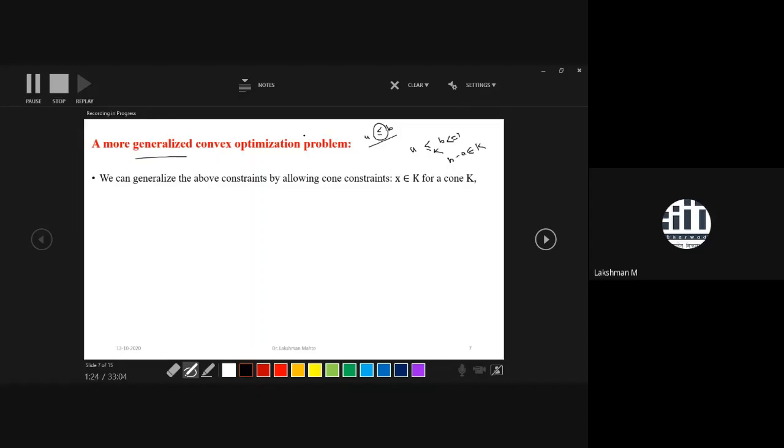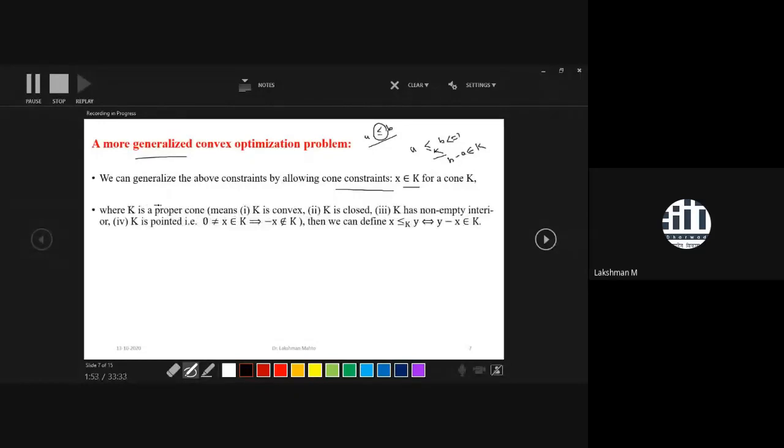So we will change the inequality in the convex optimization problem by this generalized inequality with respect to a proper cone K. We generalize the above inequality constraint, allowing cone constraints. So this constraint we are calling a cone constraint. That means one more constraint we are putting, that x is coming from a cone, and it is a very special kind of cone, a proper cone. Just for existence criteria we are putting a proper cone. What is the meaning of a proper cone?